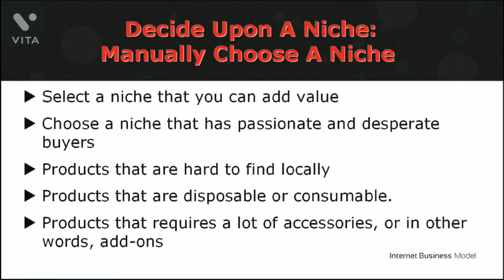4. Products that are disposable or consumable. This is so you get repeat customers. Finally, products that require a lot of accessories, or in other words, add-ons. Any product that requires back-end items is worth selling. You don't necessarily need to choose a niche that is 100% based on these criteria. Mix and match them and see which ones work out the best for you and your business.